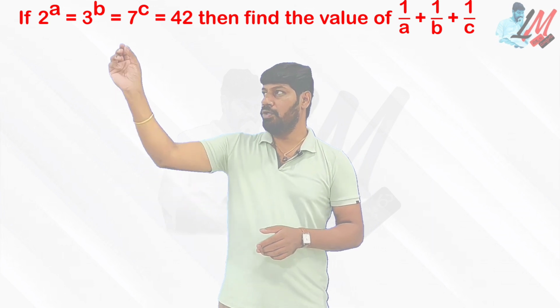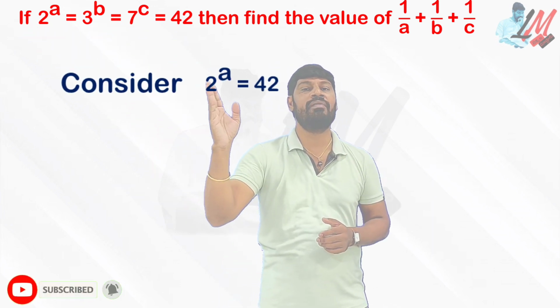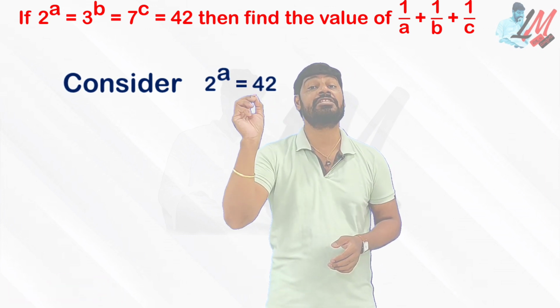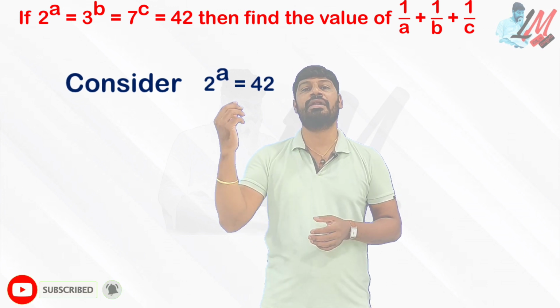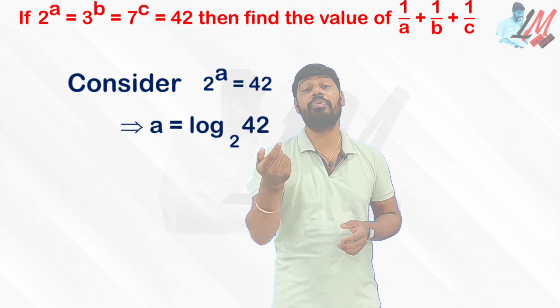I'm picking up 2 power a and 42 together here. So it was given 2 power a equal to 42. If you observe carefully, this is in exponential form. If you convert into logarithmic form, you can write a equal to log 42 base 2.